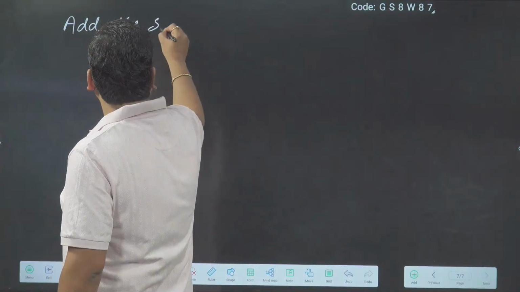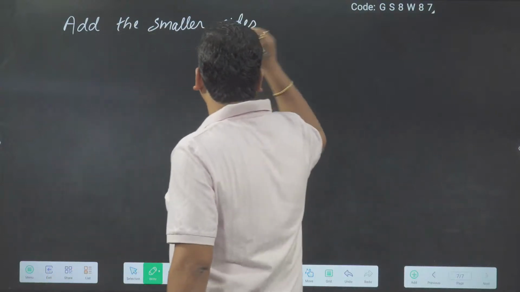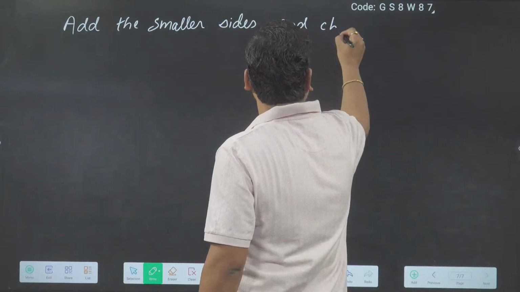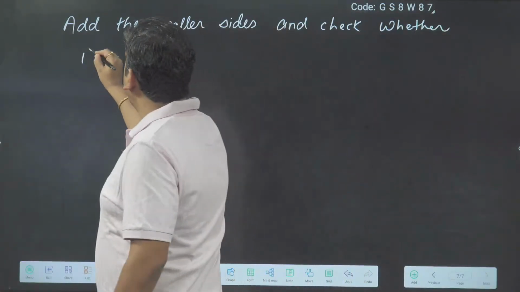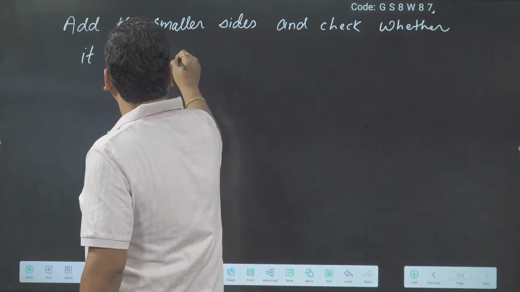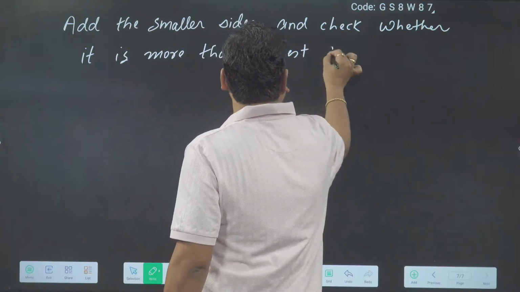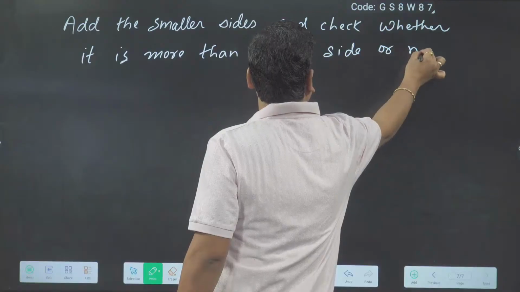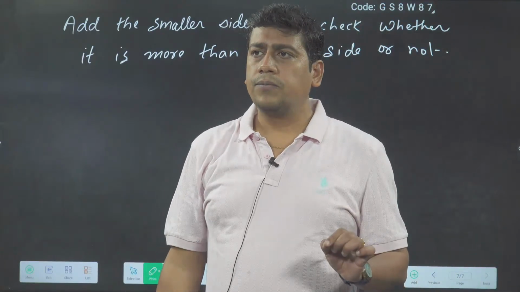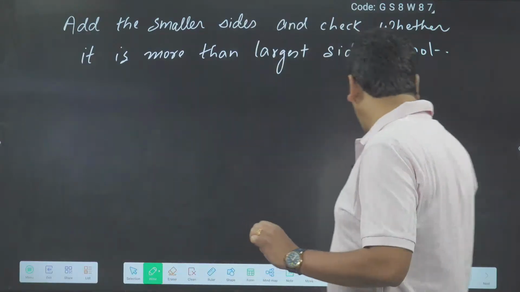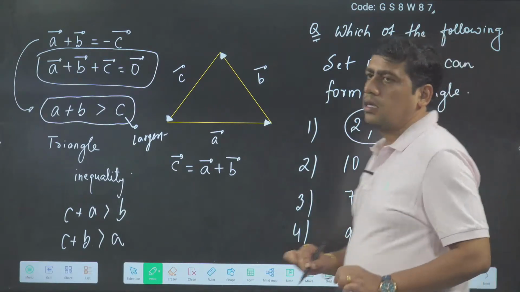Add the smaller sides and check whether it is more than the largest side or not. So add the smaller sides. ठीक है? चलो, I hope this point is clear. So we will add the smaller.